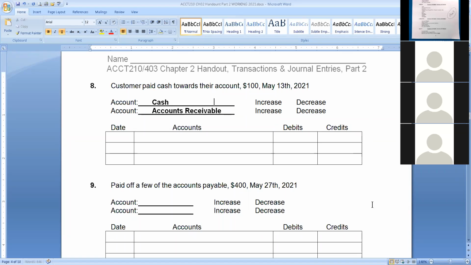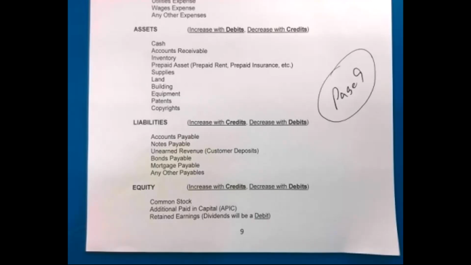Okay, is the cash going up or down? It's going up. They say customer paid cash towards. Yeah, it's going up. It's increased. Good. And the account receivable going down. Yep. Perfect. Okay, so cash is going to go up, accounts receivable going down. So now we have to go to this thing.